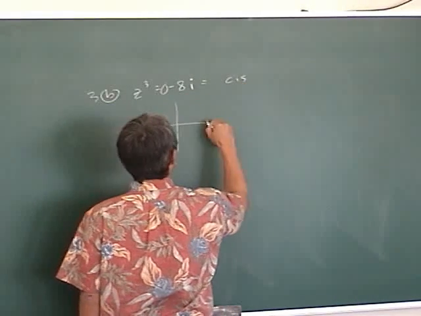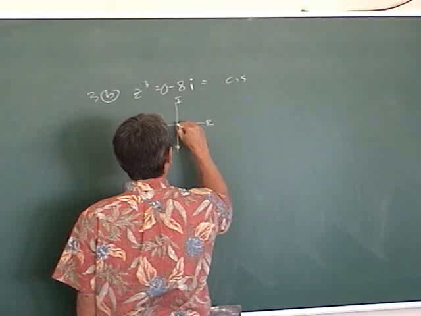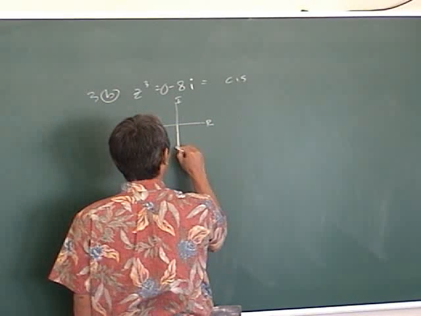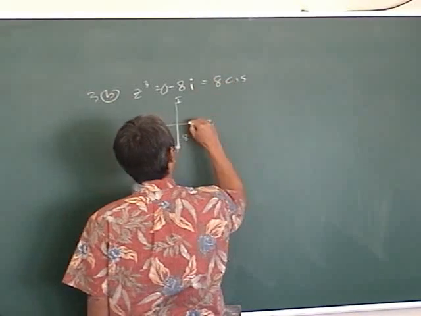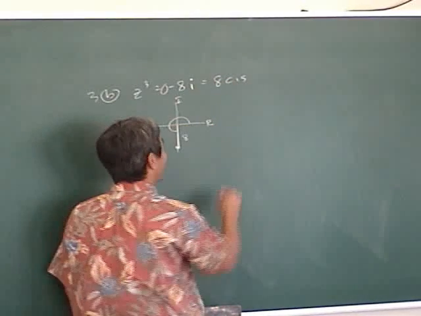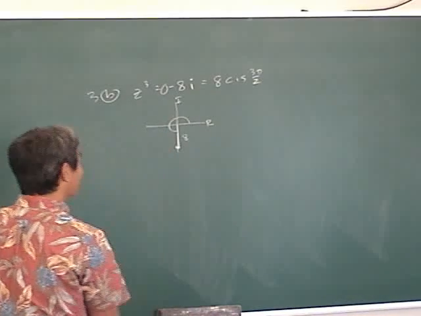Draw the picture. If I plot the point 0, negative 8 down here, how far from origin am I? 8, so that's this. And what's this angle? 3 pi over 2. Draw a picture. That's how you change from rectangular to polar.